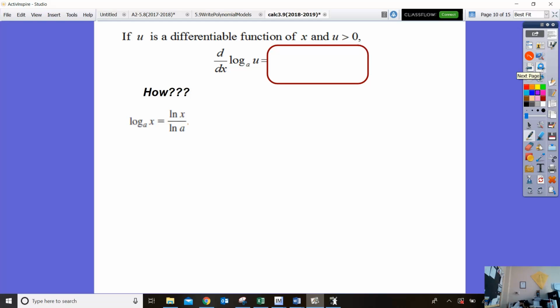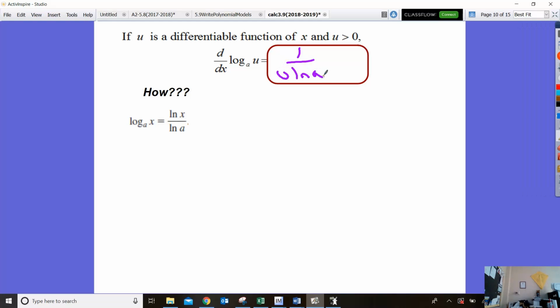If u is a differentiable function of x and u is greater than 0, the derivative with respect to x of the logarithm with base a and argument u is 1 over u natural log of a, times du/dx.